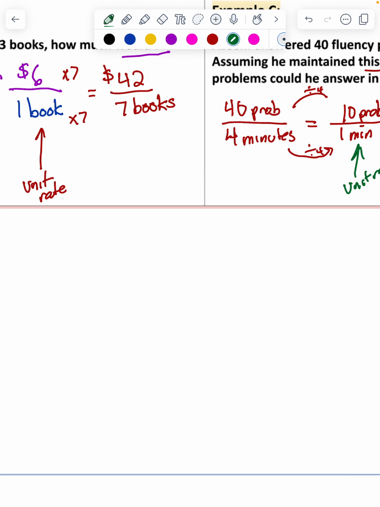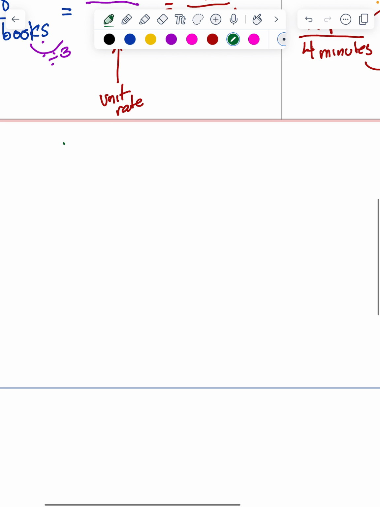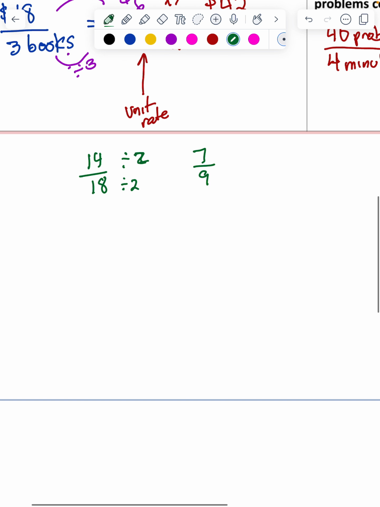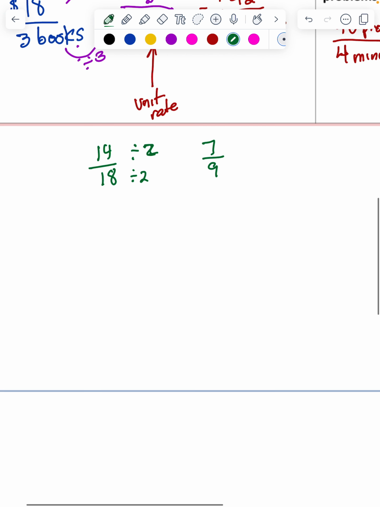Any equivalent fraction is the same unit rate. So if I have any number, say I have 14 over 18, I could divide by 2 on both of those, and I can have 7/9. That would be an equivalent rate. So sometimes another rate will be multiplied or divided to be simplified.